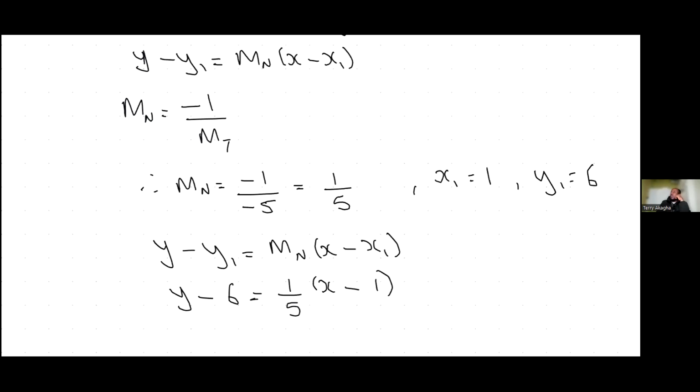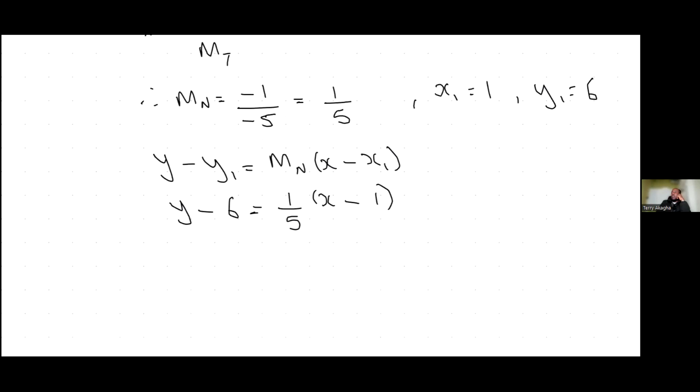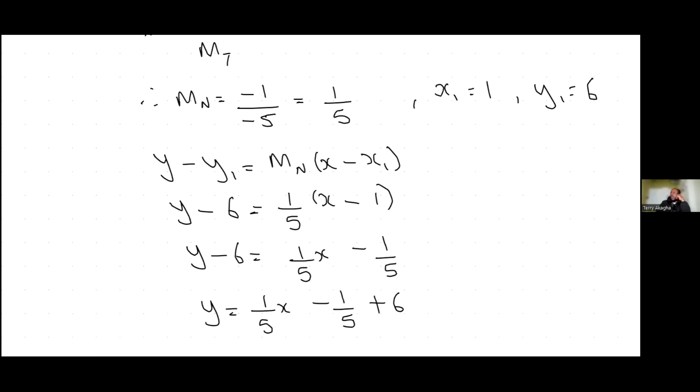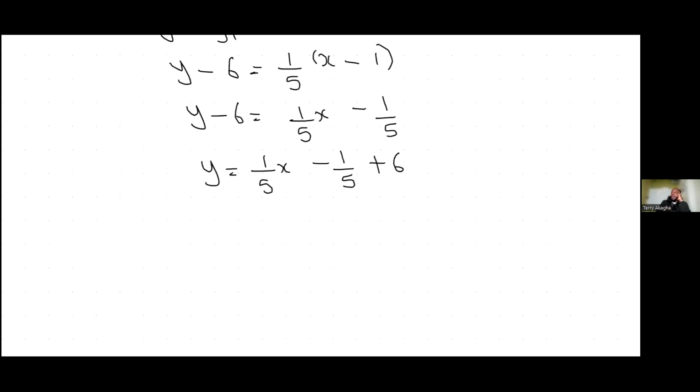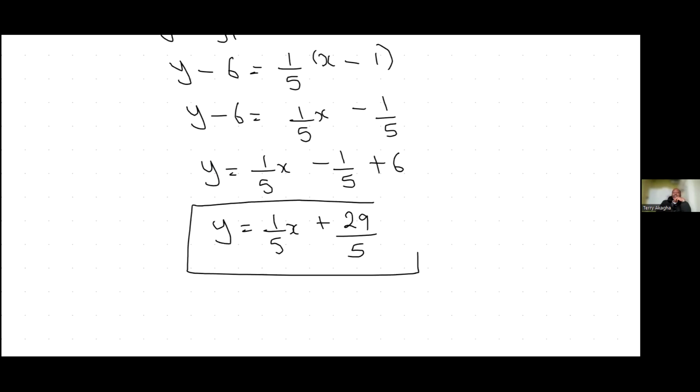All right, so then we'll now open the bracket. So it's going to give us y minus 6 is equal to 1 over 5x minus 1 over 5. Then we take 6 to the other side. So y will be equal to 1 over 5x minus 1 over 5 plus 6. Then we'll add them together. So minus 1 over 5 plus 6 is going to give you 29 over 5. So y is going to be 1 over 5x plus 29 over 5. And this is the answer. And that is the equation of the normal.